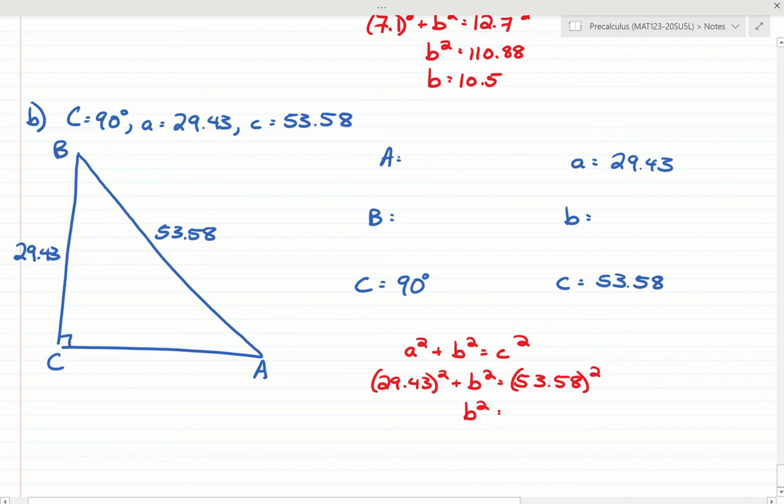let's do this here, so 53.58 squared minus 29.43 squared. This comes out to 2004.7. So if we take the square root of that, we get B is equal to 44.8.